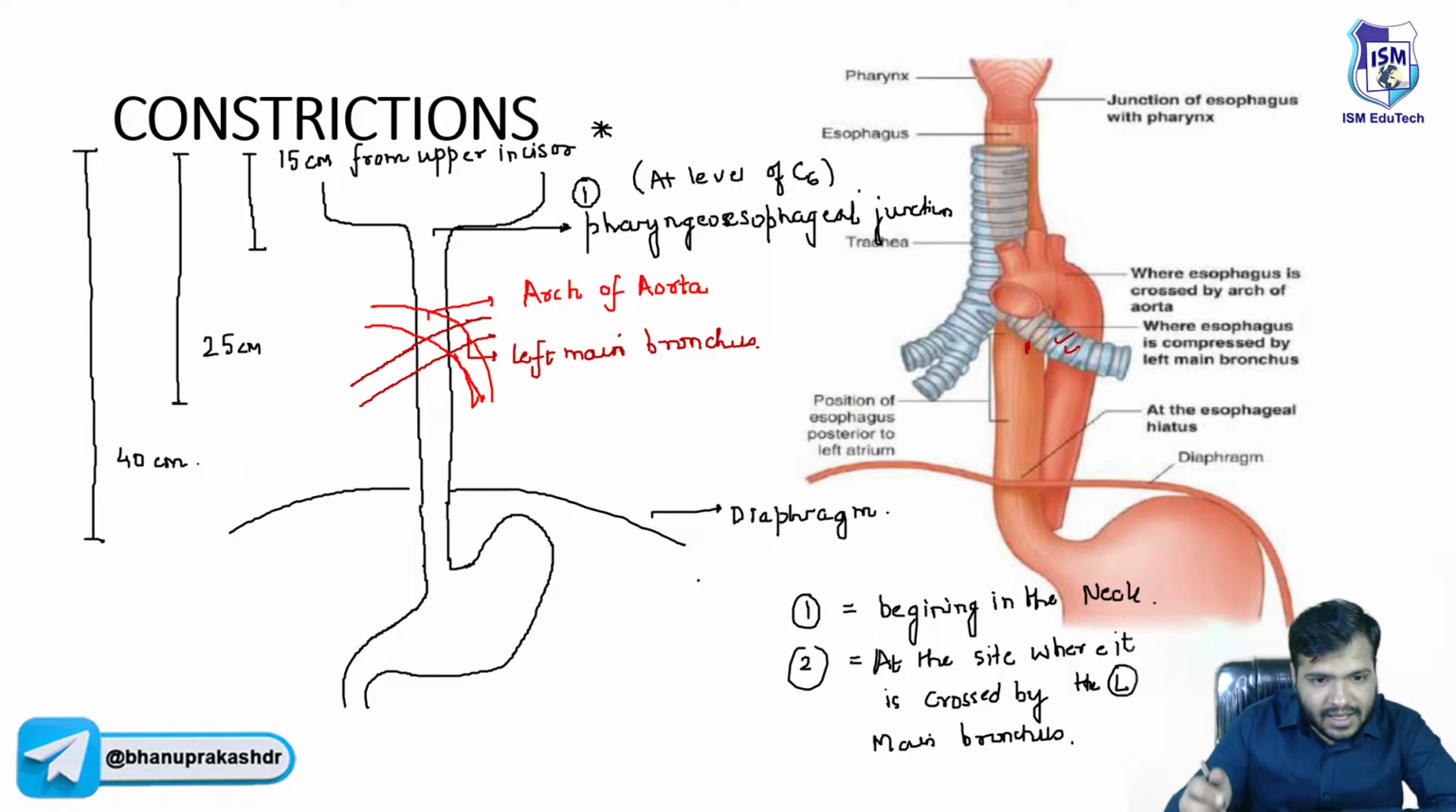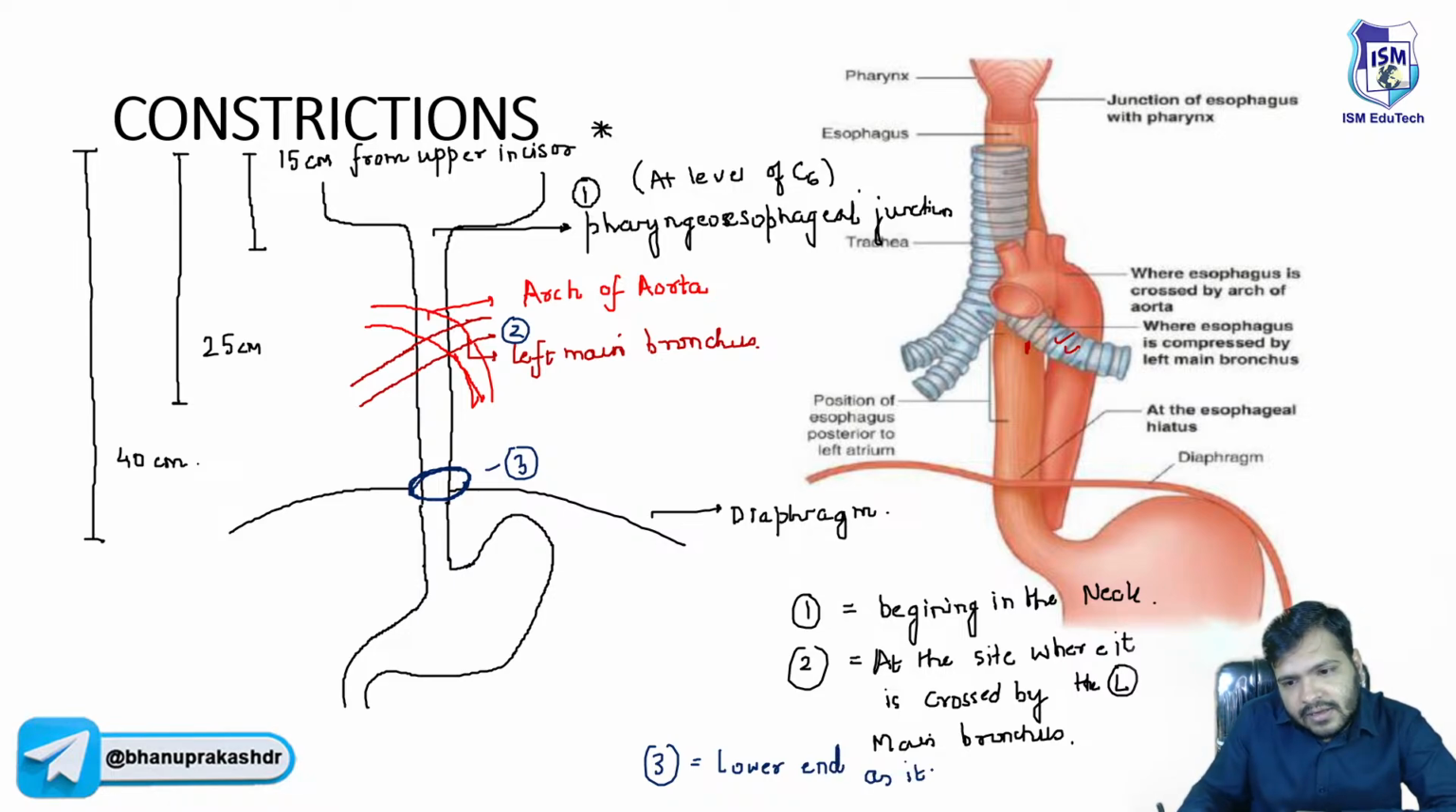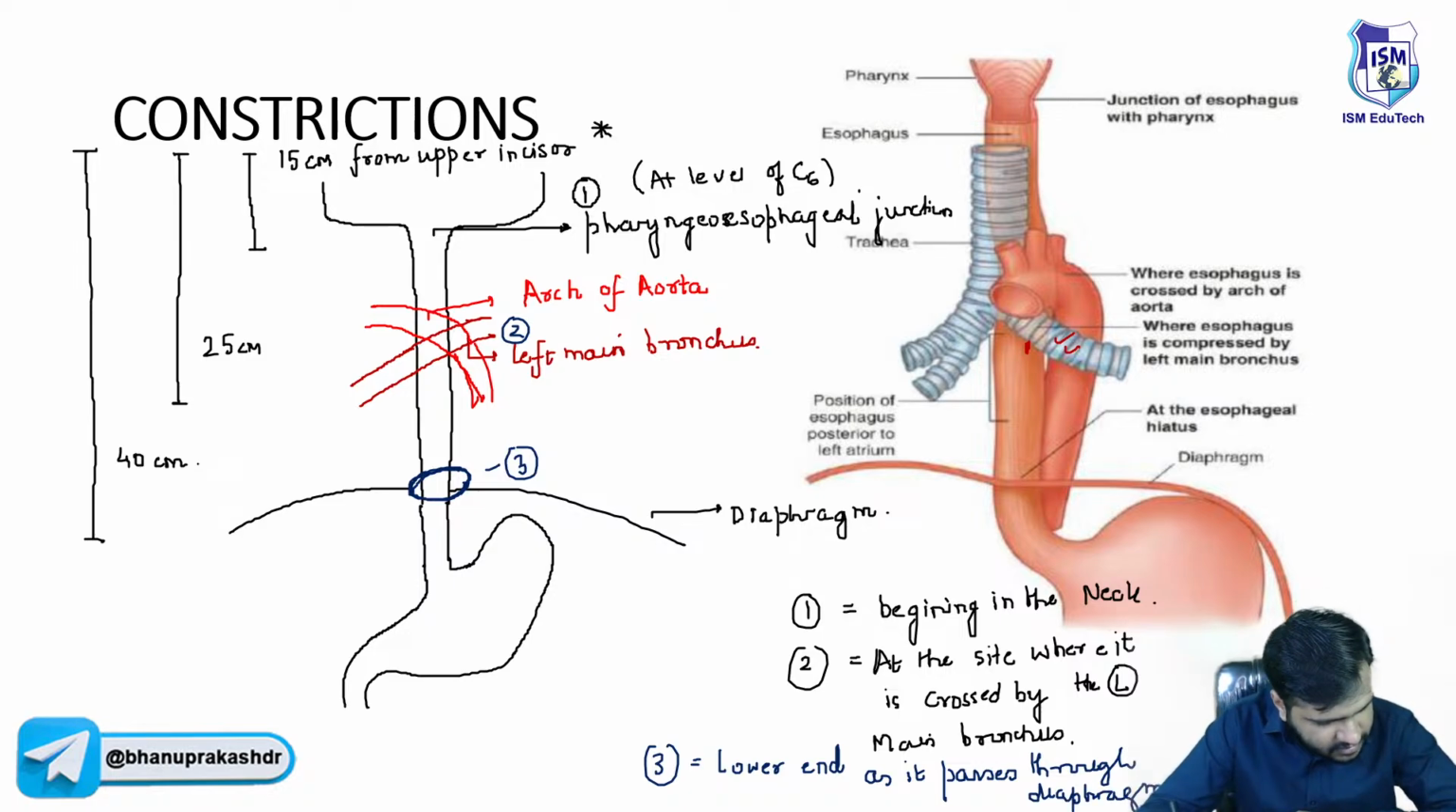It is the lower end of the esophagus where it passes through the diaphragm. The second point was this, and the third is this. So the third is the lower end, as it passes through the diaphragm. Very good, Sharjeel, very good.